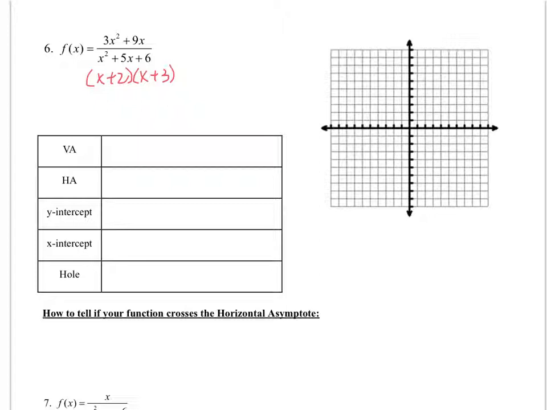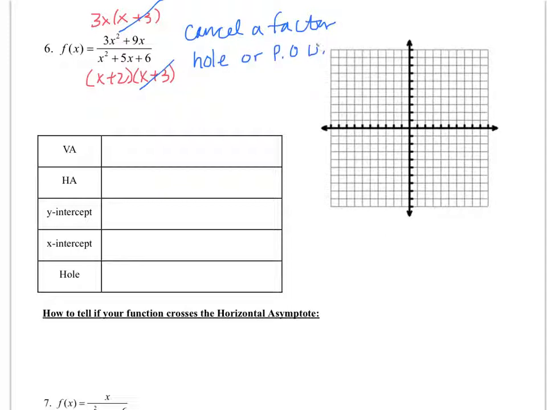So I'm going to continue by factoring my numerator, and I get 3x times x plus 3. Now, once I have this factored, I can see that my problem was not in lowest terms. Since it wasn't in lowest terms, I am able to cancel off a factor. Remember, when you cancel a factor, what ends up happening is that you have a hole, or a point of discontinuity, instead of a vertical asymptote.